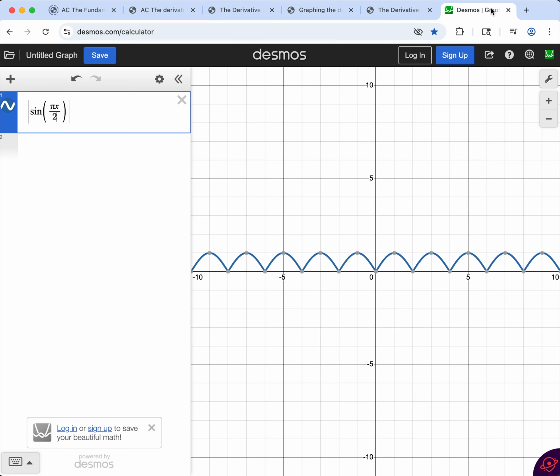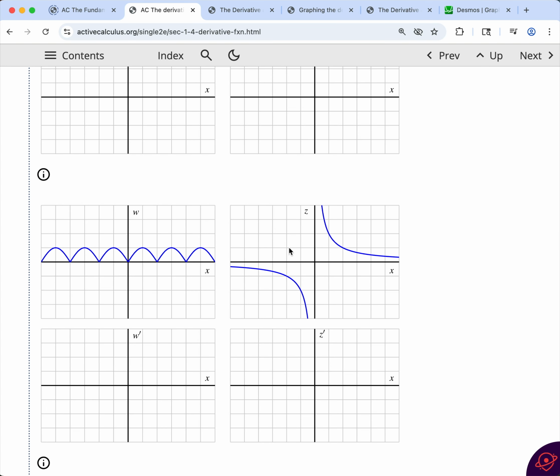And the derivative of that is not very easy to write an equation for. Absolute value gets complicated. We're going to talk about that. All right. And finally, this one.